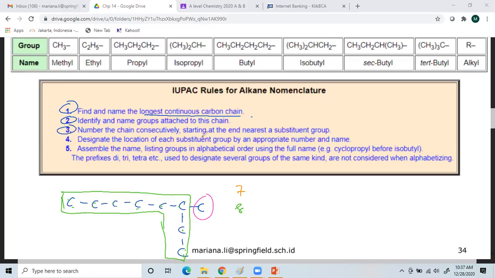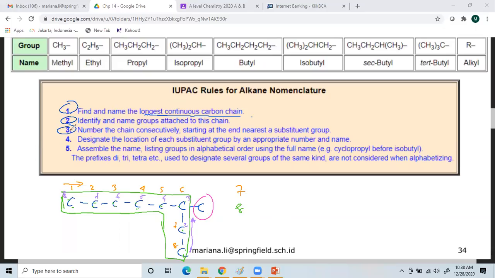Go to the third step: number the chain consecutively, starting at the end nearest to a substituent group. That means the branch should attach to the C that has the smallest number. There are two ways to number this longest chain. I could start from this end, 1, 2, 3, 4, 5, 6, 7, 8, or I can start from below and go up, 1, 2, 3, 4, 5, 6, 7, 8. So there are two ways to number the longest chain, from the left or from below. The most important thing is to understand which one you should choose, the orange or the purple.